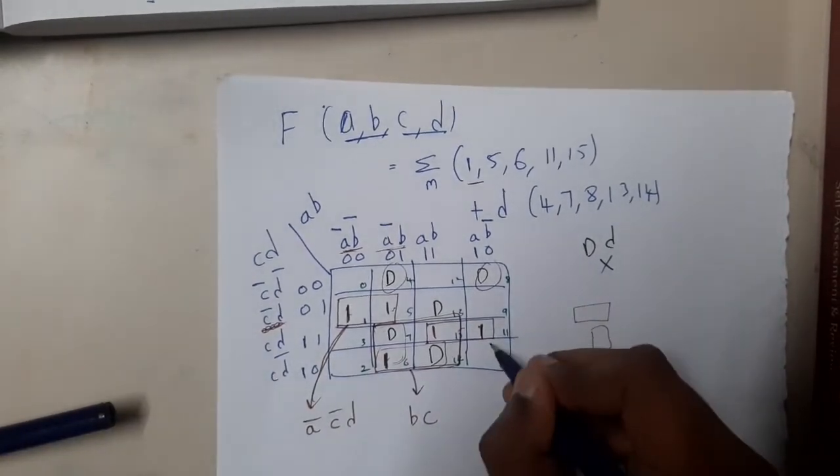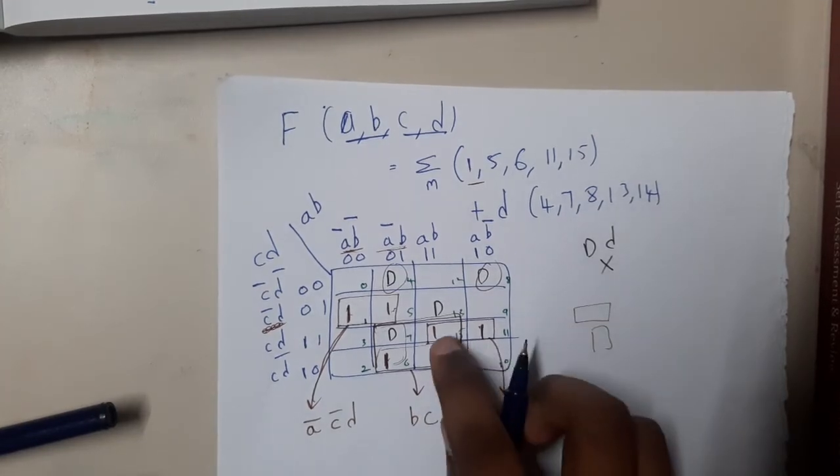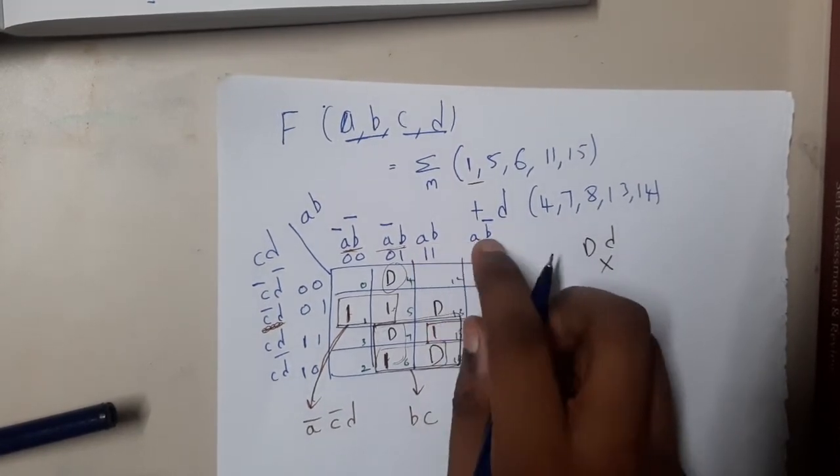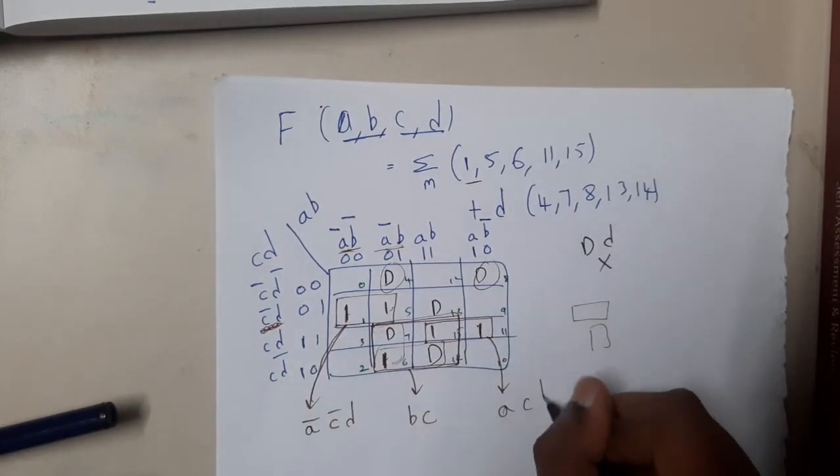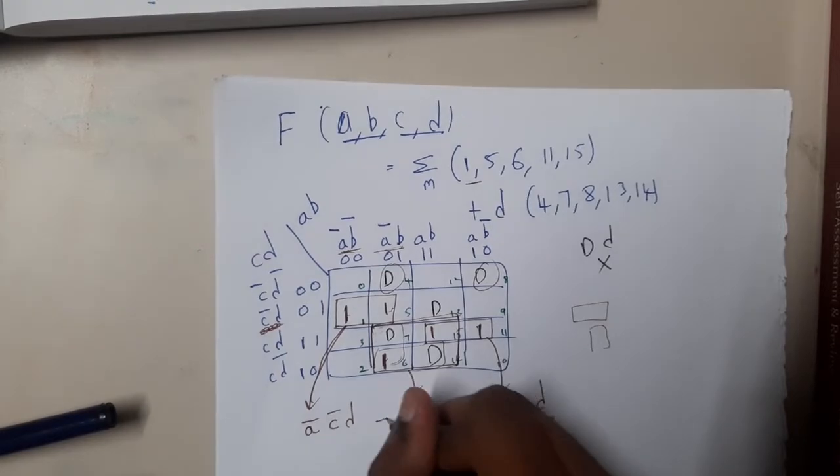Now again coming to this. This is occupying these two cells. Among these two, which is common? A is common, and this is occupying this particular row, right? CD. So ACD. So this is our final SOP, guys.